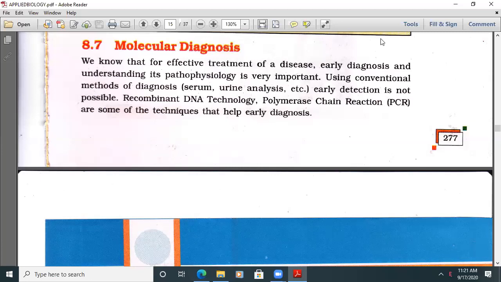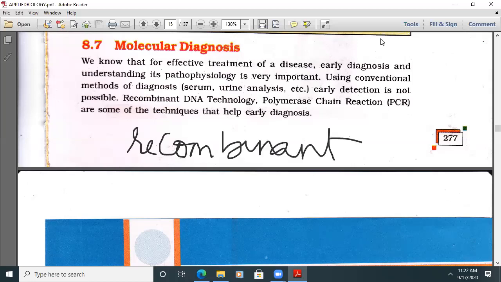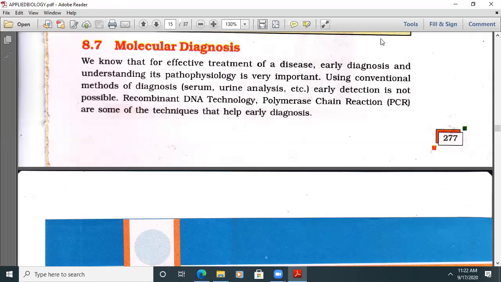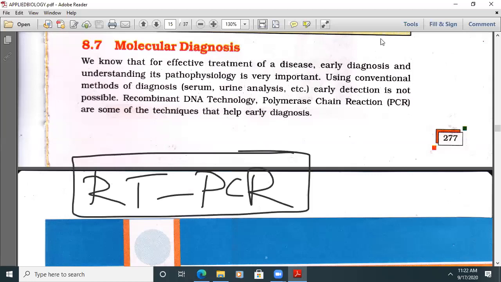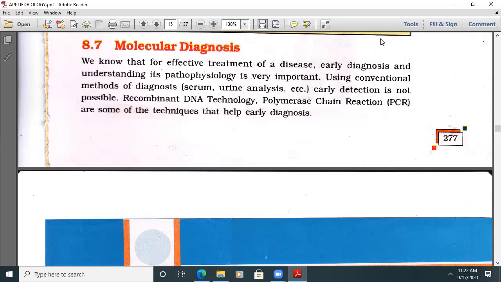Okay. Now, recombinant DNA technology and polymerase chain reaction, PCR, are some of the techniques that help in early diagnosis. Nowadays, you may see that RT-PCR, the real-time PCR test, is very famous and very accurate. It was recognized worldwide to identify the coronavirus, isn't it? So the applications of biotechnology are giving a lot of fruits for humankind.